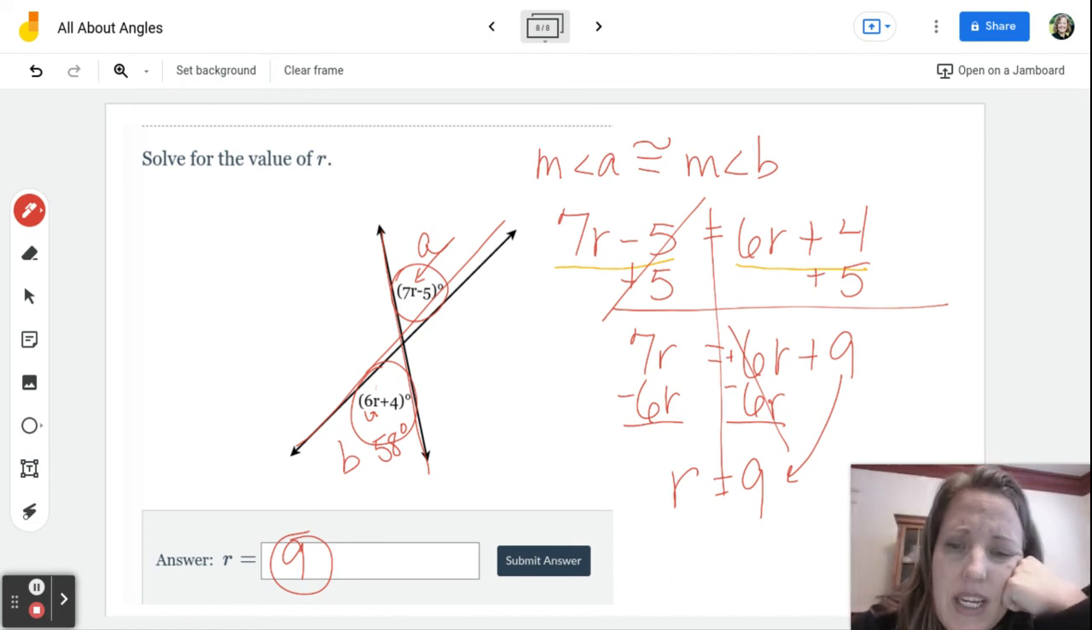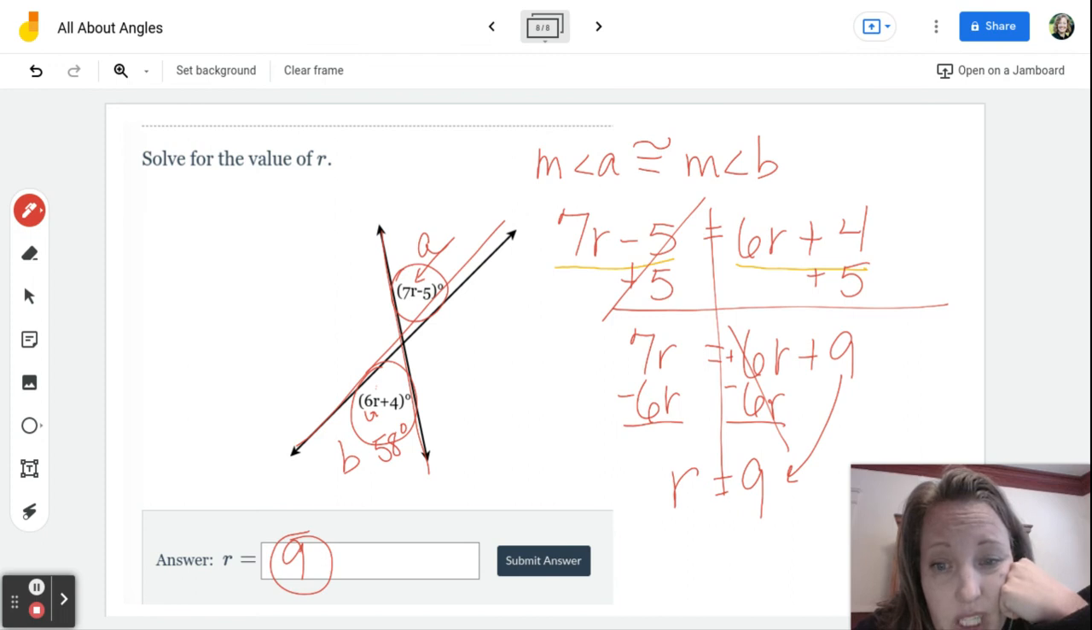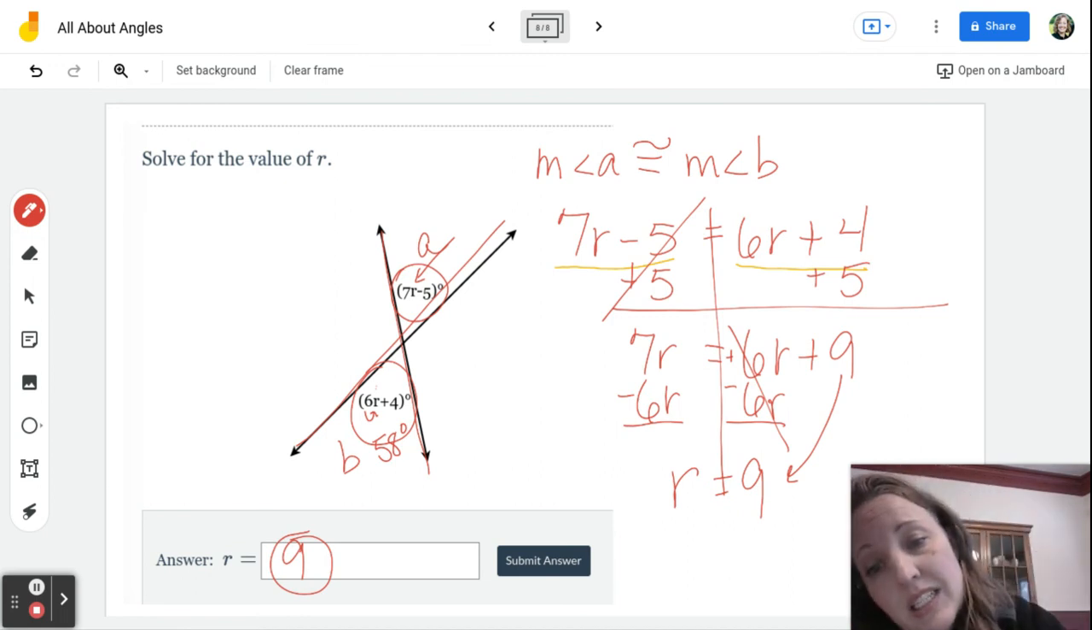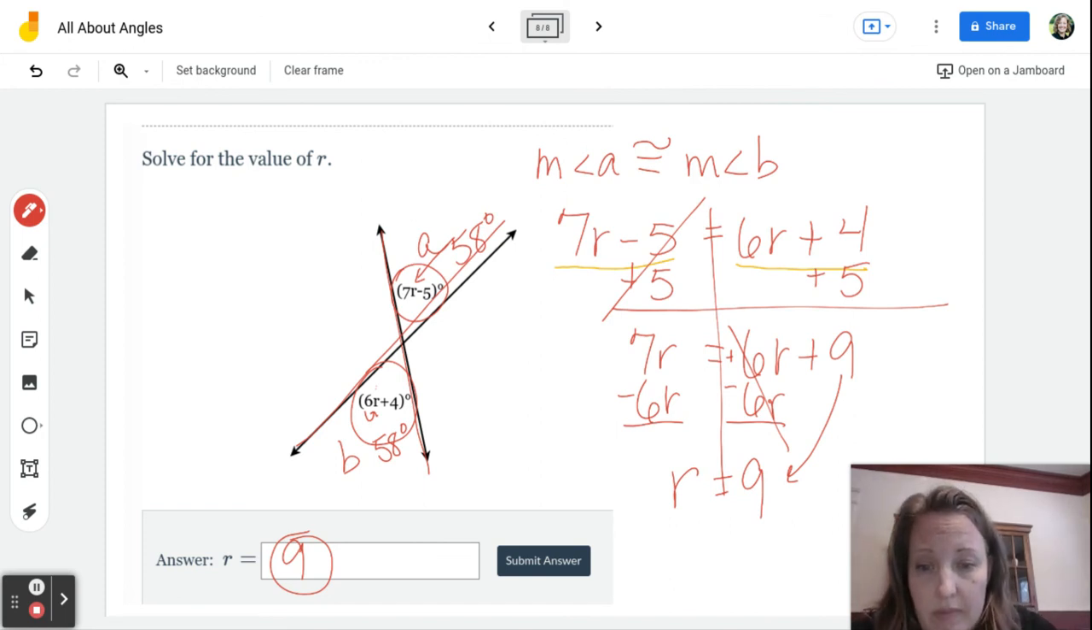So 7 times 9. What is 7 times 9? Do you remember? 9 times 6 is 54. 55, 56, 57, 58, 59, 60, 61, 62, 63. I was just demonstrating in case you forget those, right? So 63 minus 5, 63, 62, 61, 60, 59, 58. So again, when we check those, they are the same, right? And that's what we wanted. We wanted these to be the same because they are vertical angles.